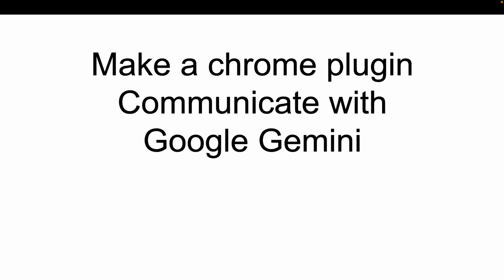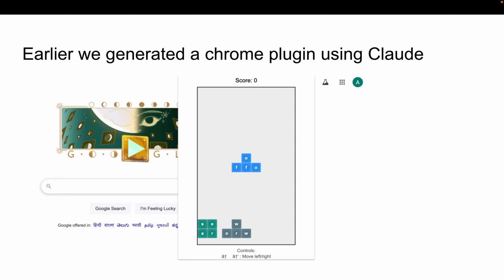Hello everyone. In this demo, we'll be taking a look at how to make a Chrome plugin communicate with Google Gemini's API. Earlier, we had generated a Chrome plugin using Claude and we had created a Tetris game out of it where we were extracting words from a web page and using them as blocks for playing Tetris.